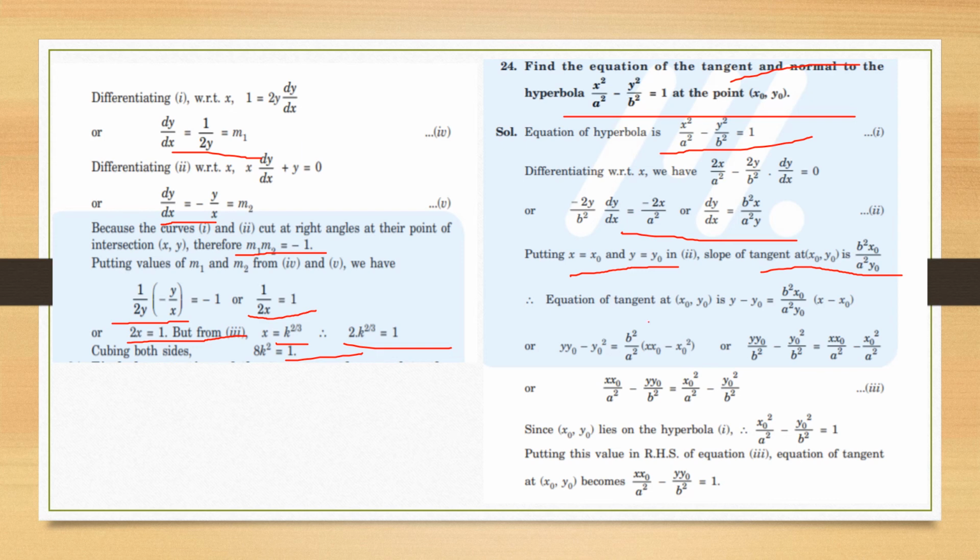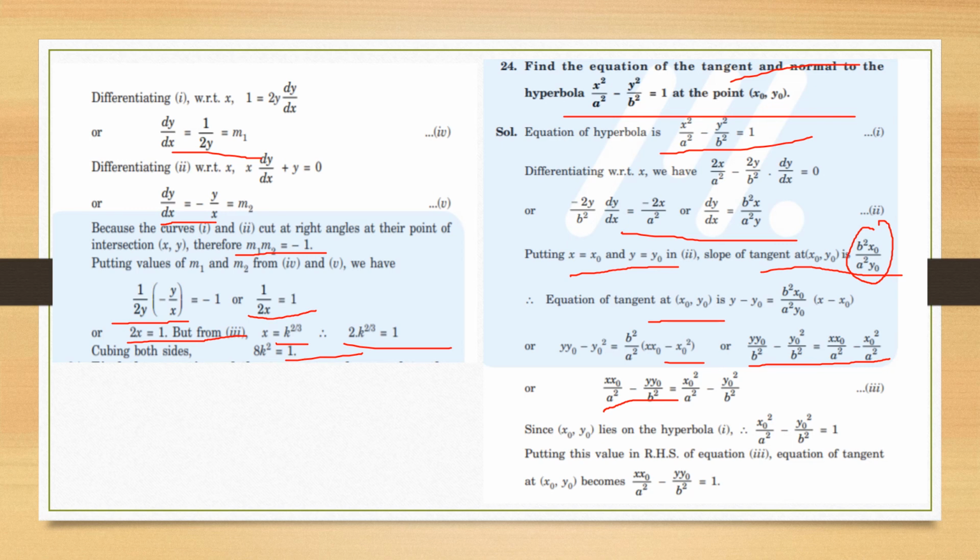And equation of tangent at this point is y minus y naught is equal to this my slope times x minus x naught. Okay, so now cross multiply. y y naught minus y naught square equal to my b square upon a square times x x naught minus x naught square. Okay, so what I will do is from here I'll combine the like terms, like I'll bring x naught and y naught terms like this. So I'll bring this, take this to other side.